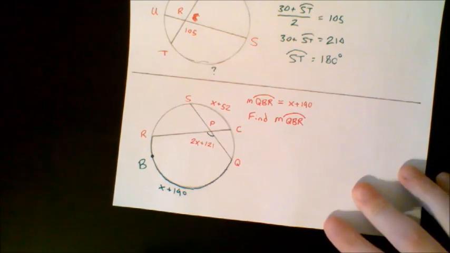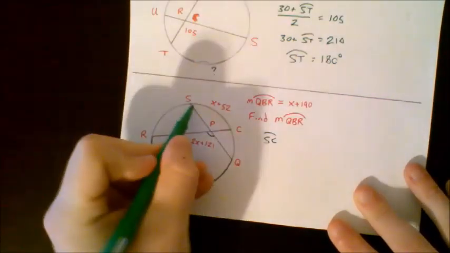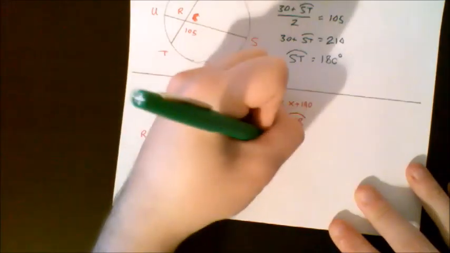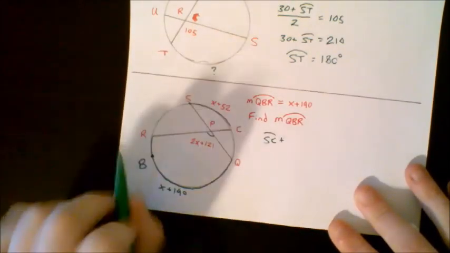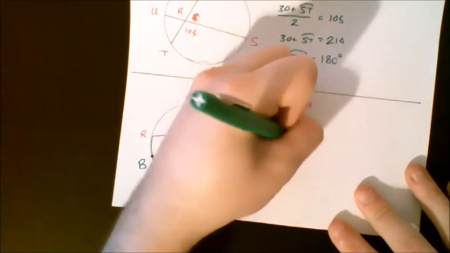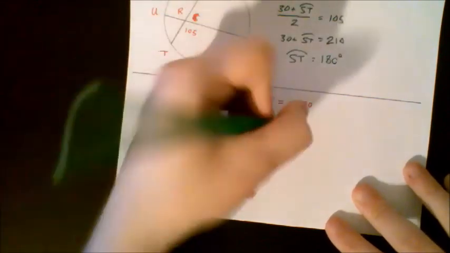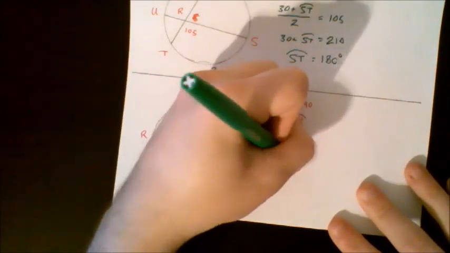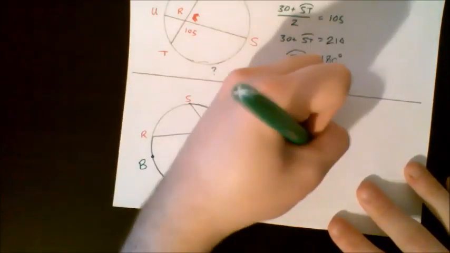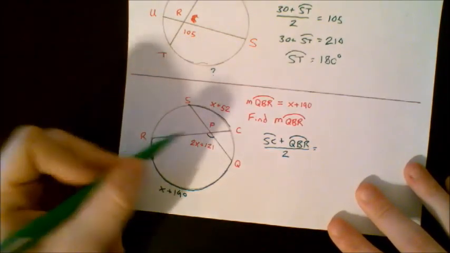We can make an equation out of this. We know arc SC plus arc QBR. So these two opposite arcs, we add them together, we cut them in half, that equals the angle between them. So that equals angle RPQ.